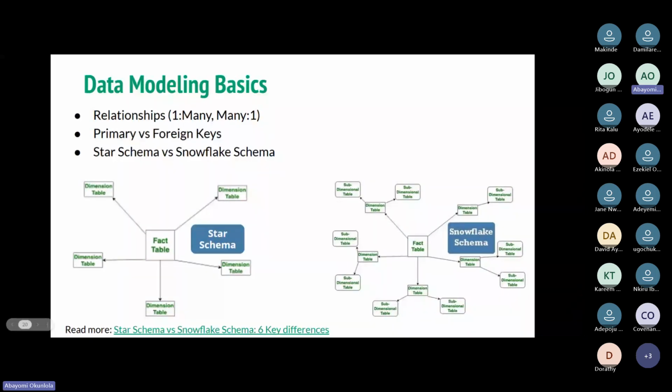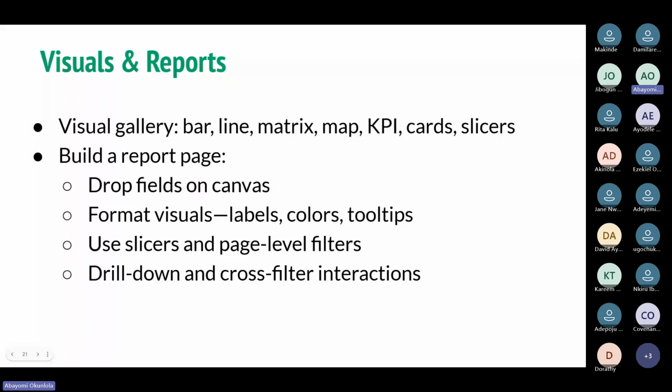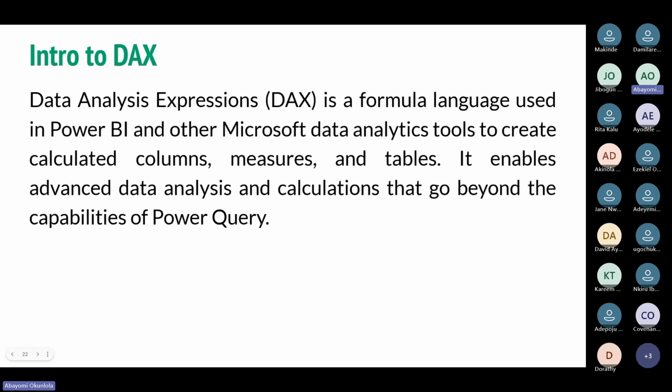Now, visuals and reports. How do we come up to do our visualizations and our reports? So here on Power BI, we have the visual gallery. So permit me to just walk through the slides first, then we go to the practical session later. We have the visual gallery. Here you have your bar charts, your line chart, your matrix, map, KPI cards, and all. And on that particular page, which we've explored before, you have your reports page where you can build your visualization on the canvas, as well as make your formatting, your labels, and all. Use your slicers.